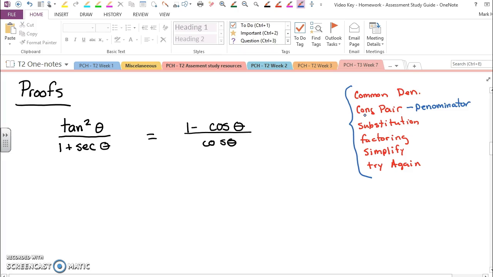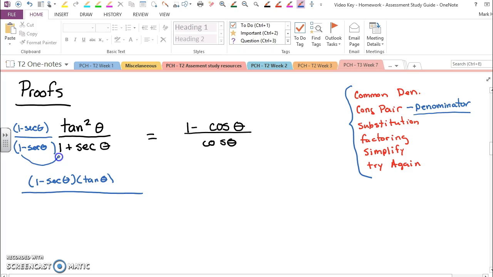So if I look at the conjugate pair, I'm usually looking in the denominator, and so here I see the conjugate pair would be 1 minus secant theta. I'd multiply that top and bottom. So on the top, I'm not really going to multiply it through. I'm just going to leave it in factored form in case it can cancel out later. But here we can multiply through because we know it's going to clean up the denominator.